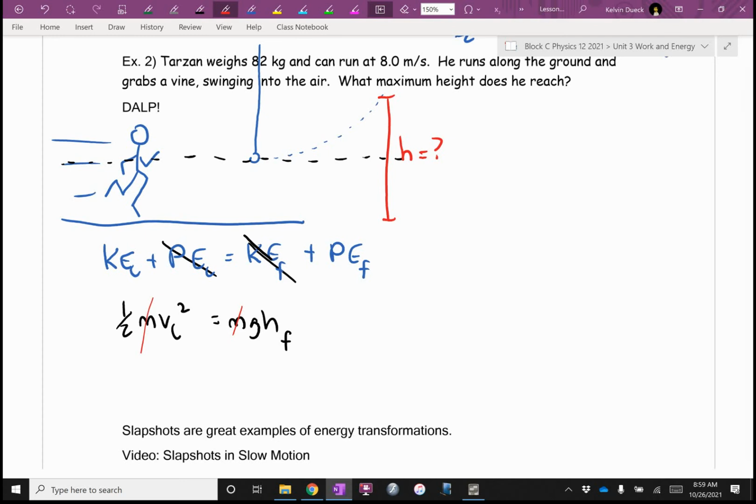Get the h by itself. So I'm going to write it like this: h final equals v initial squared over 2g. Or Owen could write it as 0.5 v initial squared over g. Liz, what happened to the 1/2? It's still there. I just didn't write the 1 because times by 1 doesn't make a difference. Okay. What do we get?